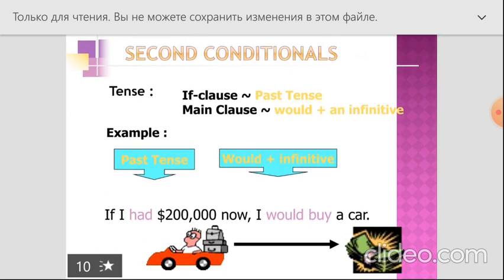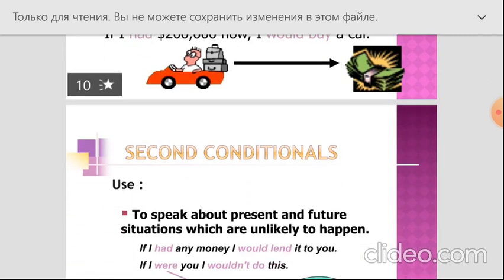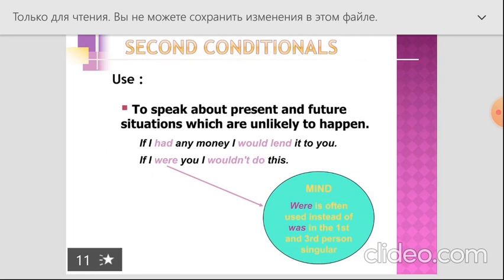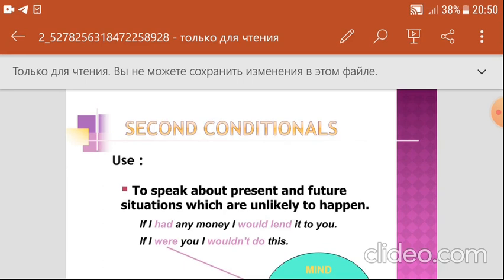Look at the example. We use second conditionals to speak about present and future situations which are unlikely to happen. For instance, if I had any money, I would lend it to you. If I were you, I wouldn't do this. Let's pay attention: instead of was, we use were. Why? Were is often used instead of was in the first and third person singular in the second conditionals.